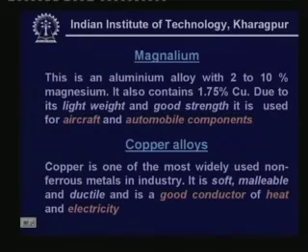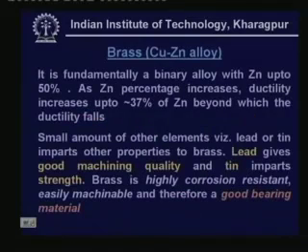Now, brass is one important copper alloy which contains copper and zinc. It is fundamentally a binary alloy with zinc up to 50%, and as the zinc percentage increases, ductility increases up to 37% of zinc, beyond which the ductility falls.